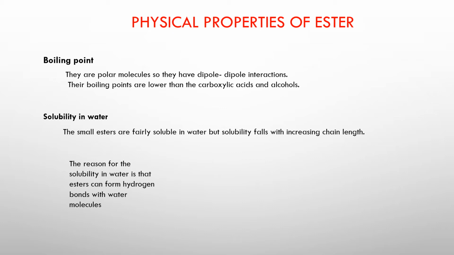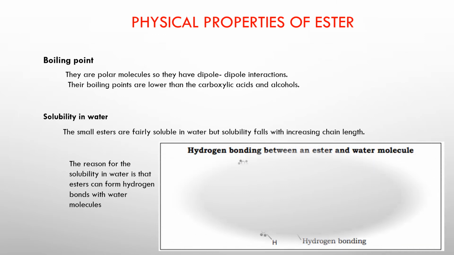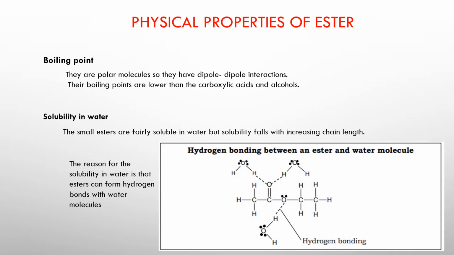In this particular example, we have a water molecule. This water molecule will be bonded to the oxygen of the ester. Now I want you to understand something very important here. Why is the boiling point of ester lower even though it can form hydrogen bonding with water molecule? The reason is this. The ester contains a C double bond O group in the middle. This O is able to form a hydrogen bond with the hydrogen of the water. That is why it is soluble in water.